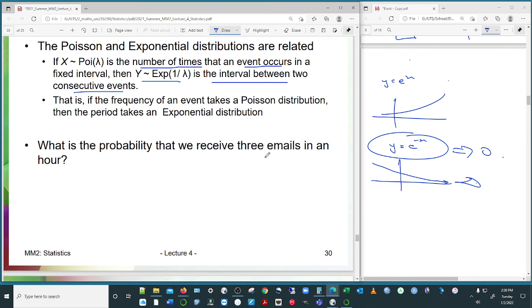So what is the probability that we receive 3 emails in an hour? So using the information that we had before, lambda was a half. We're looking for exactly 3. So we've got to use this equation as given, or we can do it by hand and compute that 0.126.